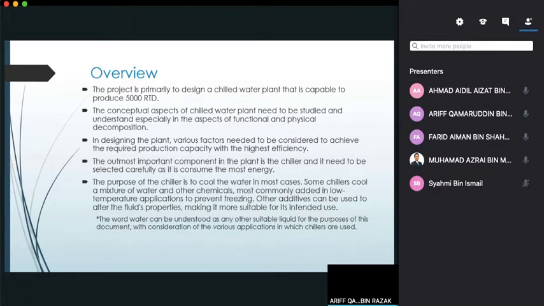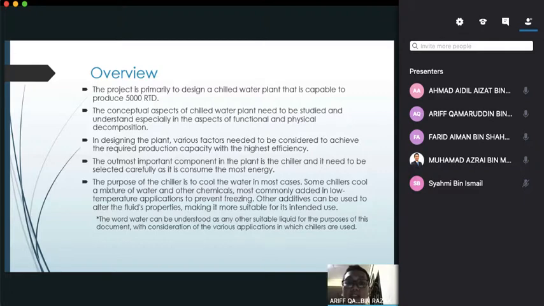This project is primarily to design a chill water plant with 5,000 RTD. The conceptual design's main focus is on the functional and physical decomposition. So the factor that needs to be considered is the required production capacity with the highest efficiency. The important thing is we choose the system carefully so that it may consume the least energy.